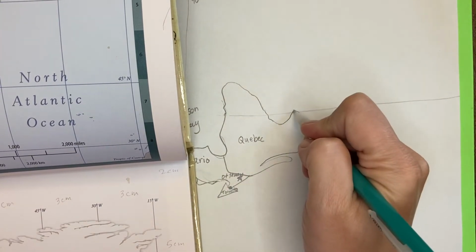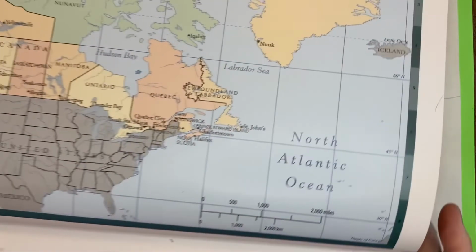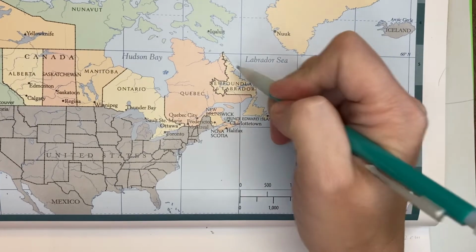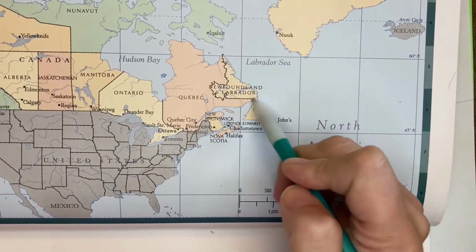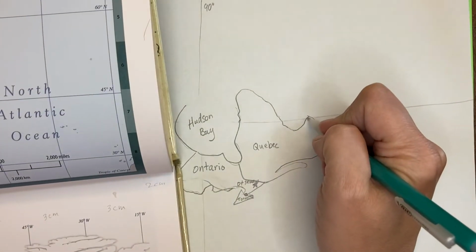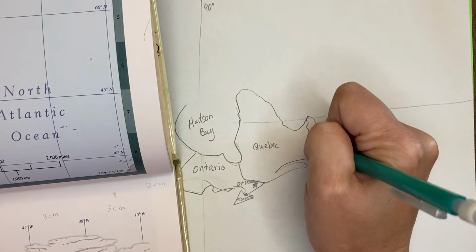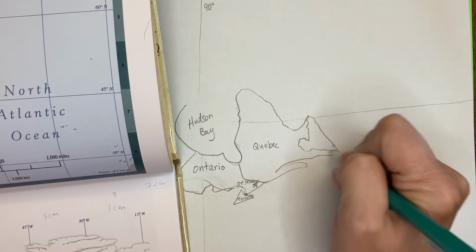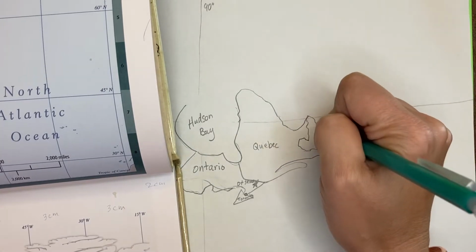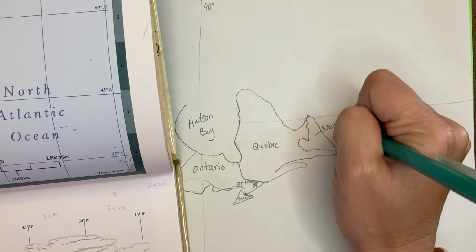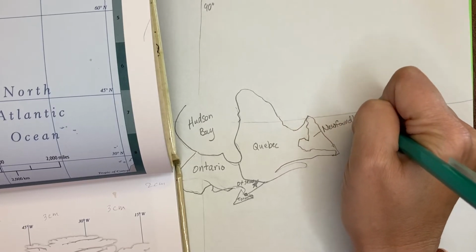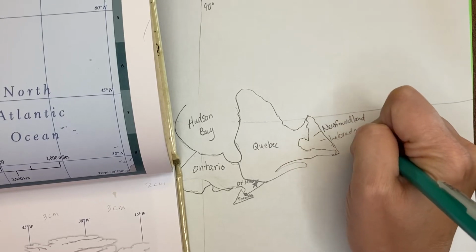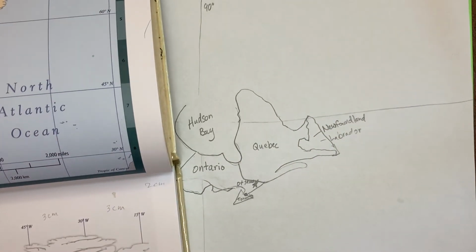Okay, this part right here, let me show you, kind of goes like this. That is Newfoundland and Labrador. So we're going to go down and kind of across and down. Okay, so this is Newfoundland and Labrador. I think I need new lead in this pencil.